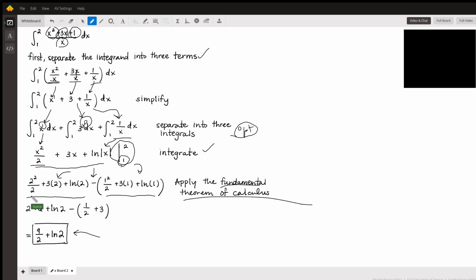2 squared over 2 is 2. 3 times 2 is 6. Natural log of 2 is just natural log of 2. 1 squared over 2 is a half. 3 times 1 is 3, and the natural log of 1 is actually equal to 0, so I didn't even write that term. And then I just finished simplifying and combining my like terms to end up with the final answer of 9 over 2 plus the natural log of 2.